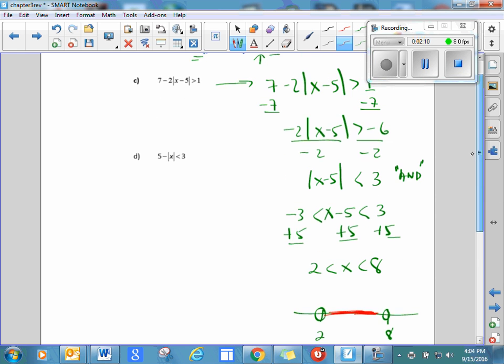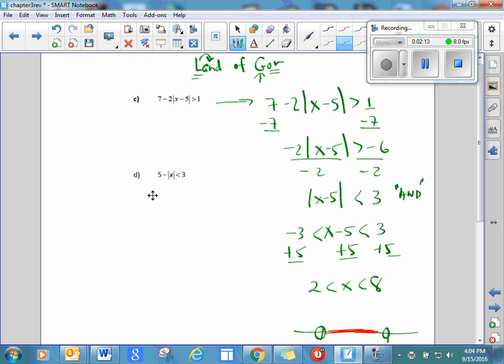Let's look at the next example. It's going to really turn out to be much like the other one. We're going to isolate the variable. It looks like we've got a less than, which would be an and situation, but watch what happens when we get this absolute value isolated. Subtract 5 from both sides. Don't forget about this negative sign. Negative absolute value of x less than negative 2.